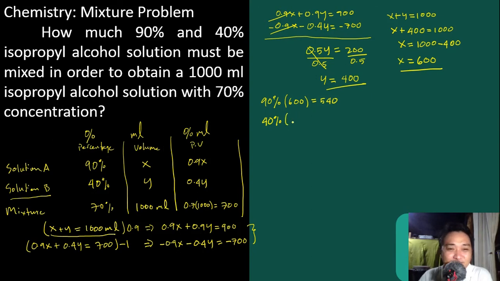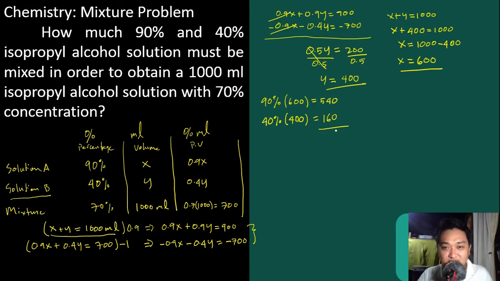40% times 400. Ayan. Yung nakuha natin kanina, 400. So, ilang ml kaya ng pure alcohol yung nasa 400 pag 40% yung concentration niya? So, that is 40% times 400. That is also equivalent to 0.4 times 400. So, that is 160.